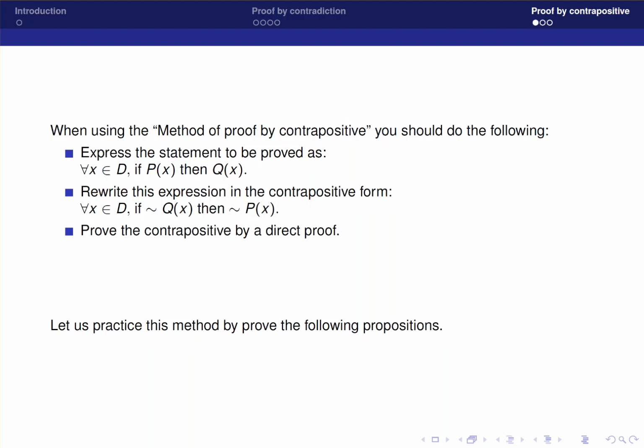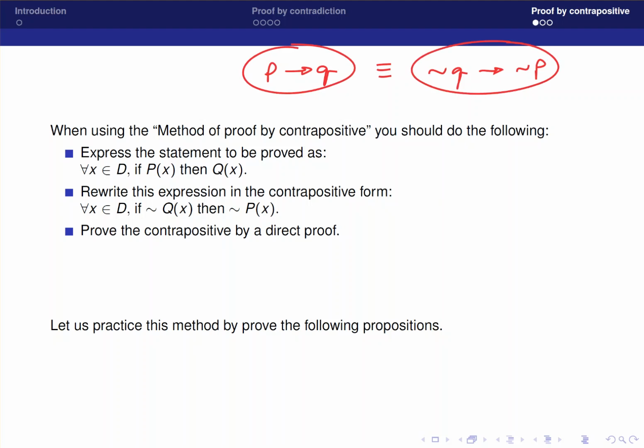And if you don't remember, the contrapositive of P implies Q is not Q implies not P. And in the logic chapter, we talked about how these two are equivalent. So if the first one is true, then the contrapositive is true as well. So if you're having a hard time proving the original statement, look at the contrapositive and show that it's true, and you automatically get that the original statement must have been true as well.